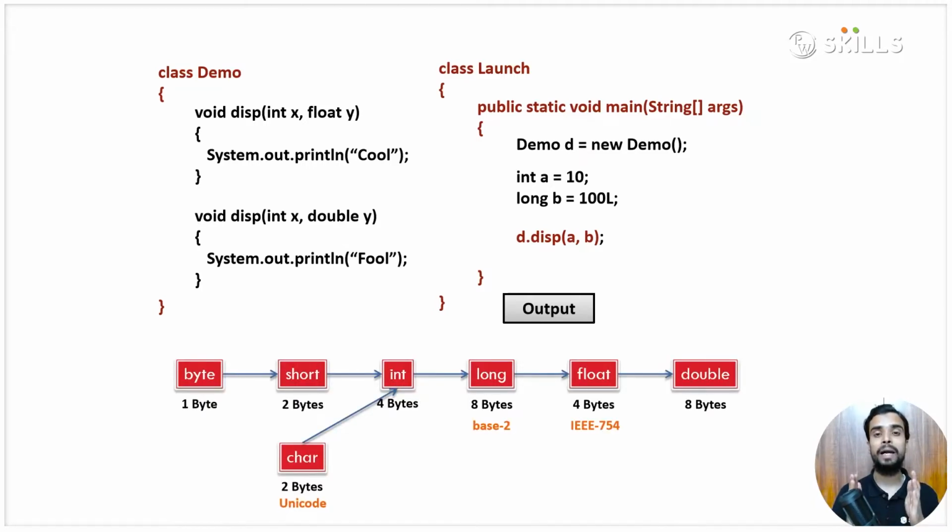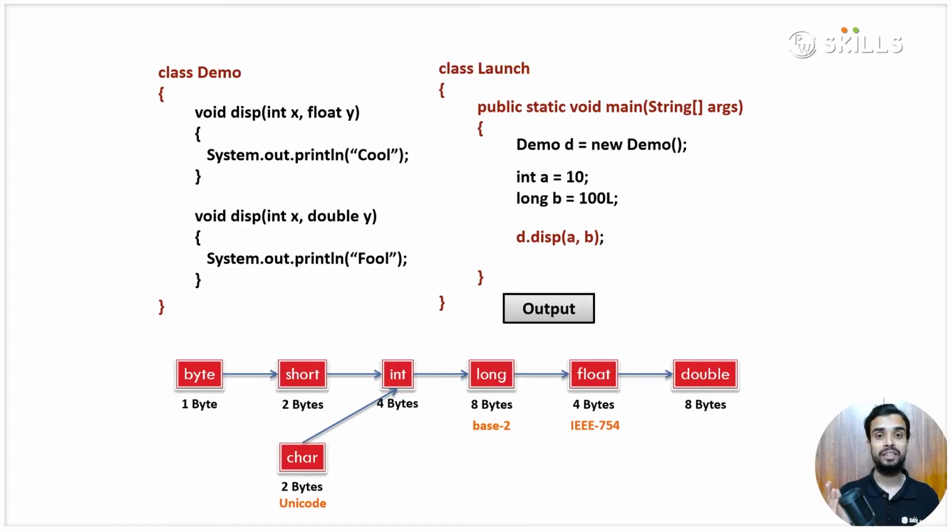Now let us get back to the method call, wherein the first argument happens to be integer type and the second argument happens to be long type. And when I look at the display method definitions, the first parameter is very much eligible to accept the first argument. But then what about the second argument, which is going to be long type?